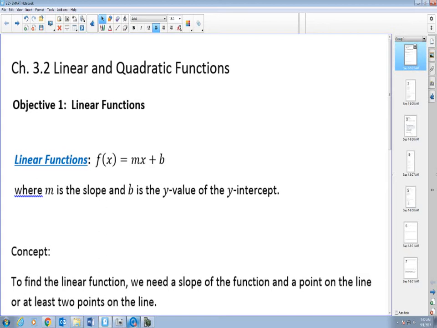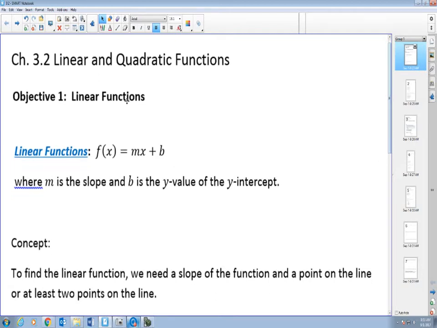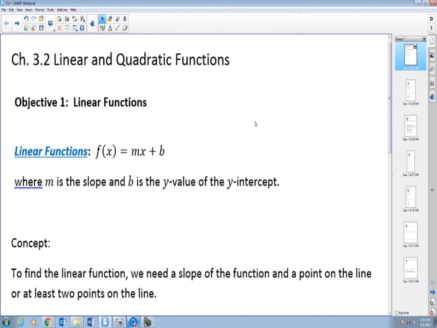Welcome to College Algebra. In this lecture video, we're going to talk a little bit more about linear and quadratic functions. Alright, so the first objective, let's take a look at linear functions. As you can recall from the previous lecture video, when we talk about linear functions, it has the form f(x) = mx + b. Okay, and we know linear functions always provide us with a straight line.